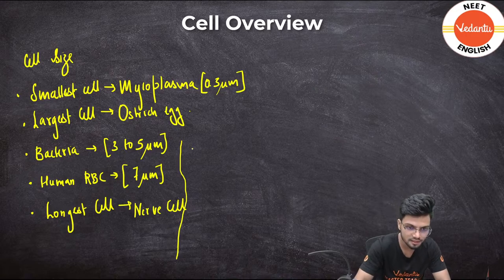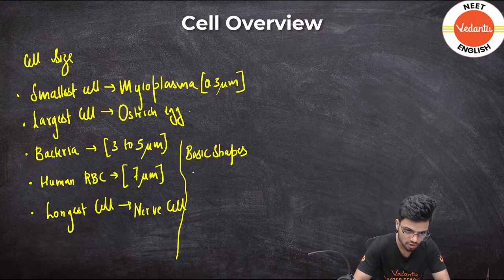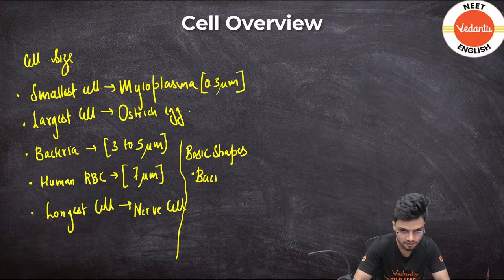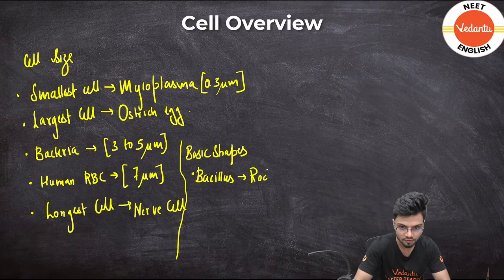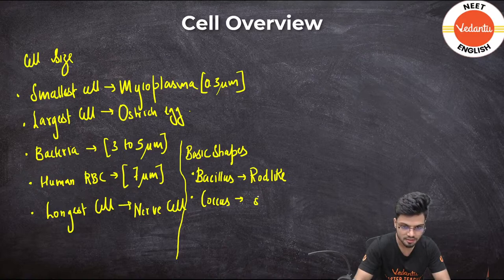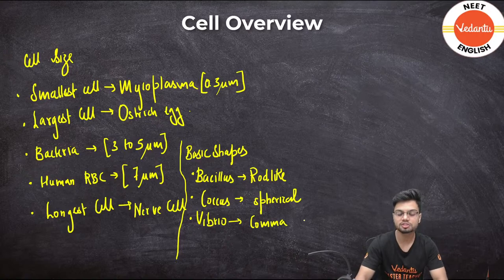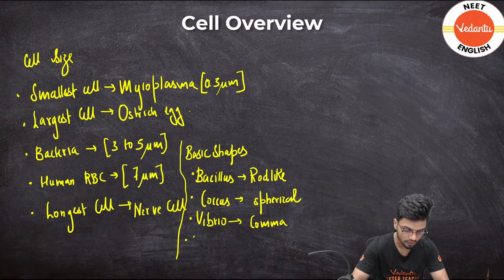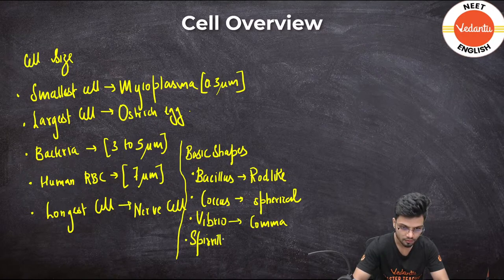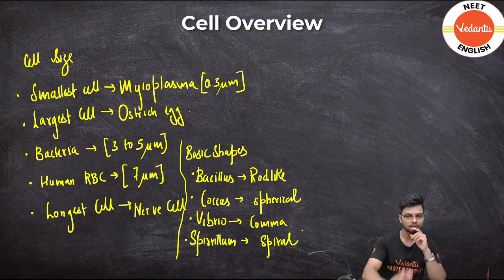Here, we have something called basic shapes. Apart from what you learned there, there are basic shapes. The first basic shape here is bacillus, which means rod-like shape. Then we also have coccus, which means spherical shape. Then we have vibrio shape, the comma-shaped type of cells. Then we also have spirillum shape, that is the spiral shape. All these are basic things all of you would have known by now.